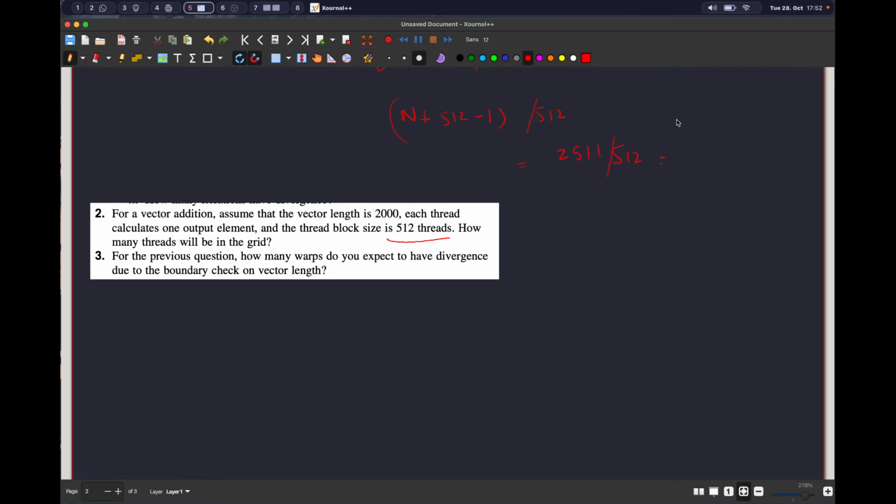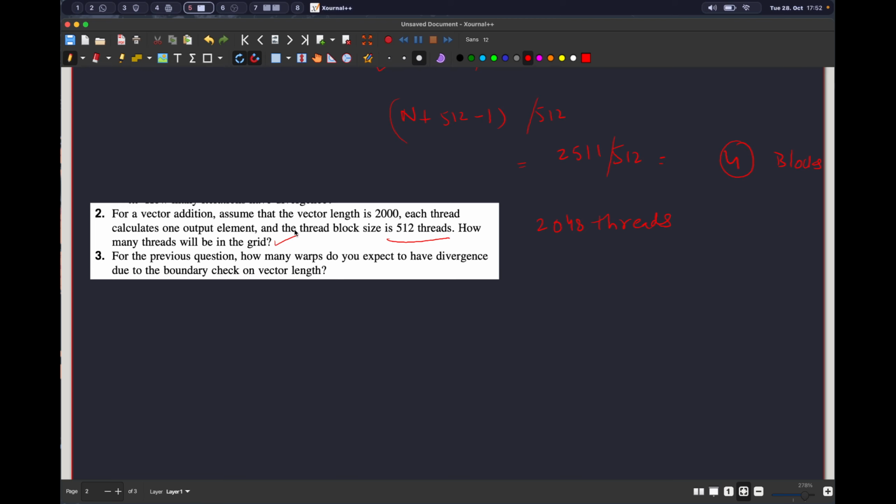So I guess 5 or 4. Sorry, it is 4.9, so 5 blocks will be required. What am I saying? Actually, 4 blocks will be required, and the total number of threads will be 2048 threads. So a total of 2048 threads will be in the grid.